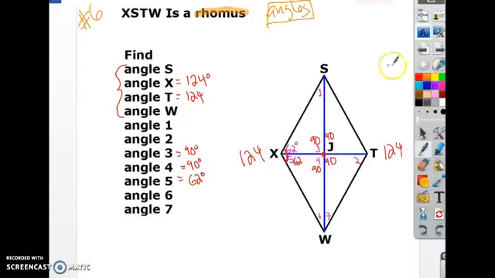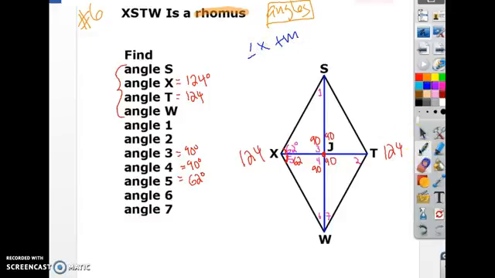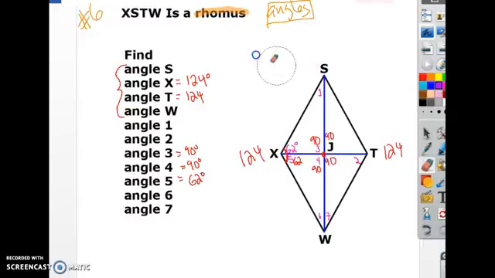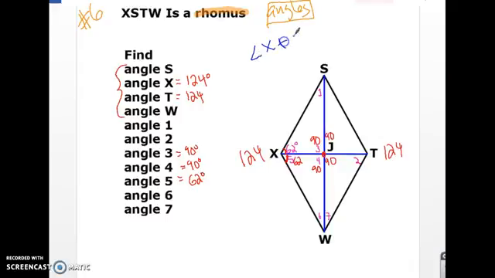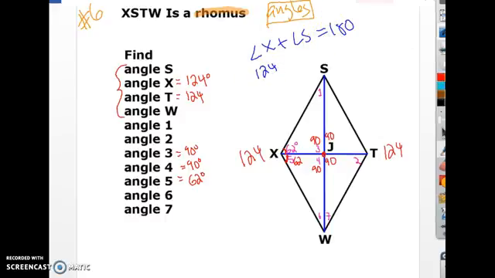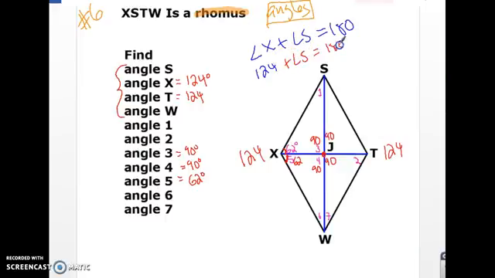Now let's try and find angle S and angle W. Because a rhombus is a parallelogram, our consecutive angles are supplementary. So I know angle X plus the measure of angle S is going to be 180. We know both these have to add up to 180. Angle X plus angle S equals 180. I know angle X is 124. I just need to solve 124 plus angle S equals 180. Subtract 124 from both sides. Pretty easy math.